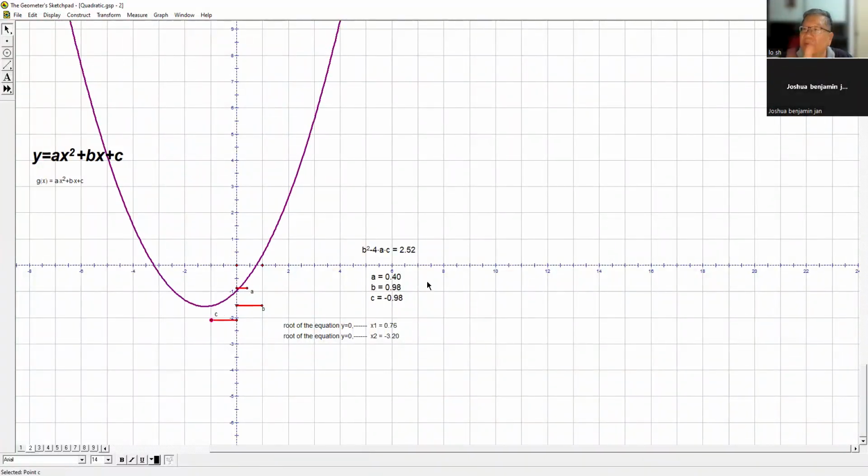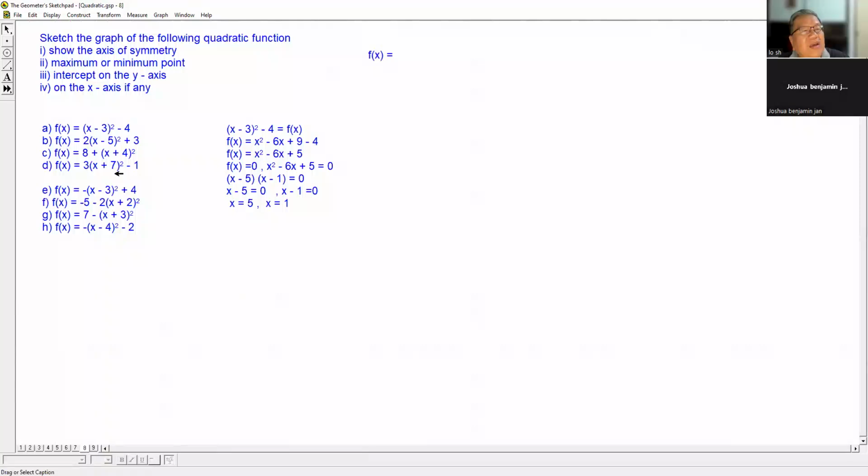So if you know where it cuts the y-axis and you know the shape of the curve, you can roughly sketch the curve, but it's not very accurate. Let's say I take another one. Let's say I take this one.